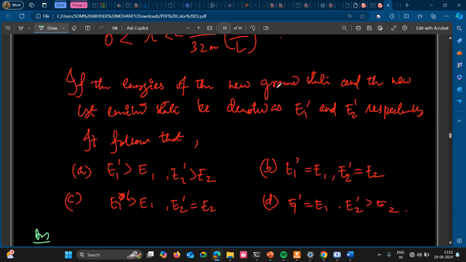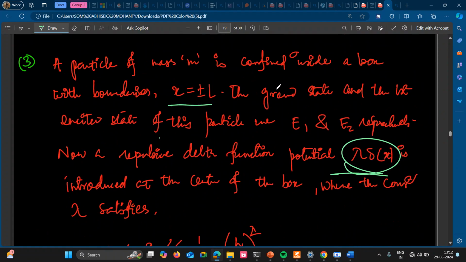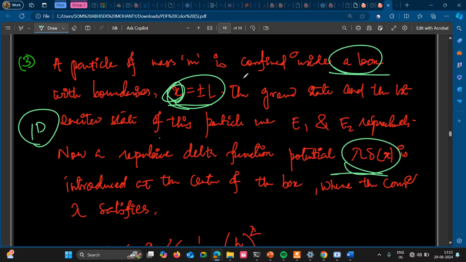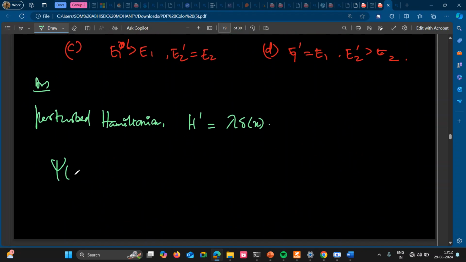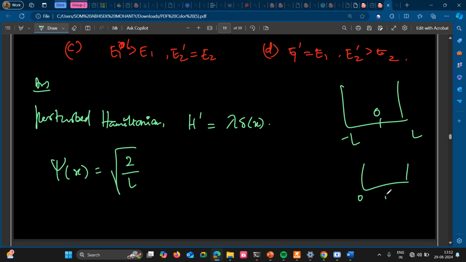What kind of potential is this? Confined in a box with boundaries x equal to plus or minus L. Only x is given, so it is a one dimensional square box potential. For a one dimensional potential we know psi x is root over 2 by L, with the length going from minus L to L. This is called a symmetric potential. If it was 0 to 2L, it would not be symmetric.